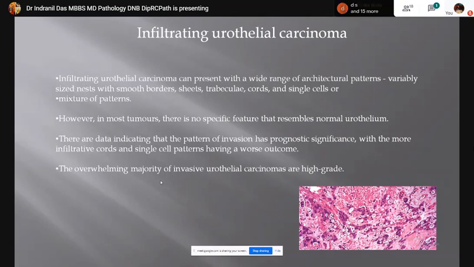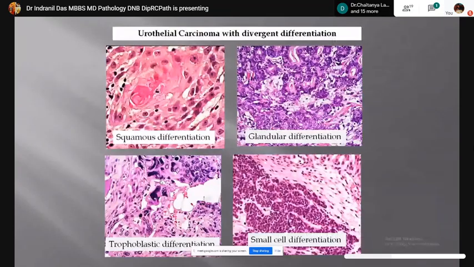Now we will discuss infiltrating urothelial carcinoma. Infiltrating urothelial carcinoma can present with a wide range of architectural patterns. There may be variable size nests with smooth borders. There may be sheets of cells. There may be trabeculae, cords, or single cells, or there may be a mixture of patterns. However, in most tumors, there is no specific feature that resembles a normal urothelium. The overwhelming majority of invasive urothelial carcinomas are high-grade tumors.